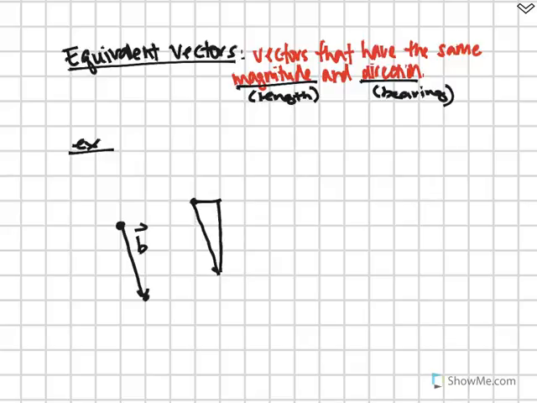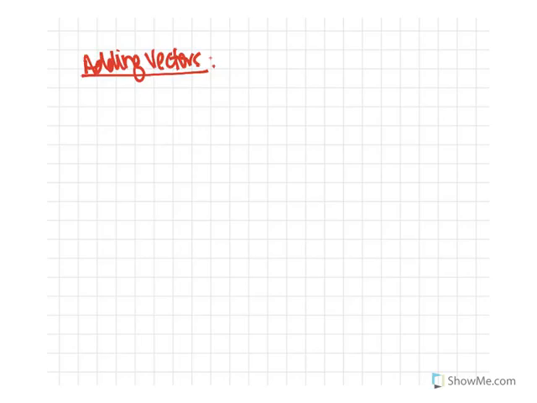And so these two, if this is vector A, is equivalent to vector B because they have the same direction. So notice that they would have the same bearing and they have the same length. And so if you look at it, they're parallel.